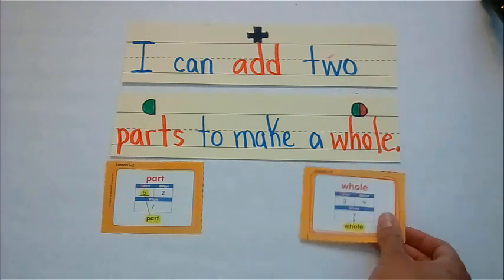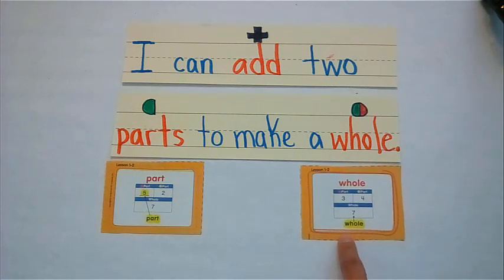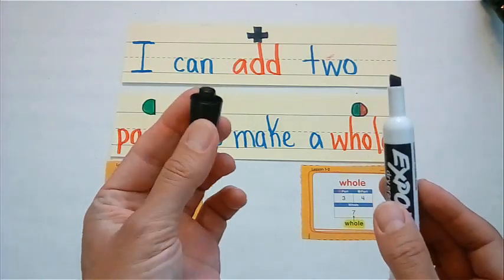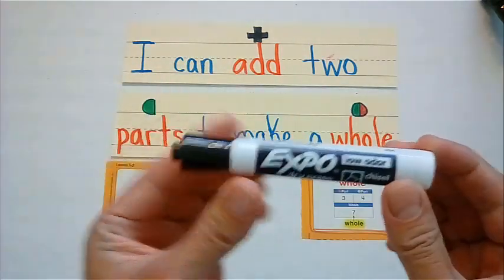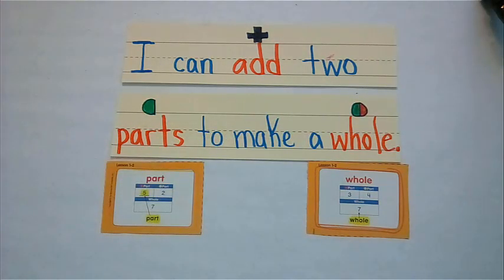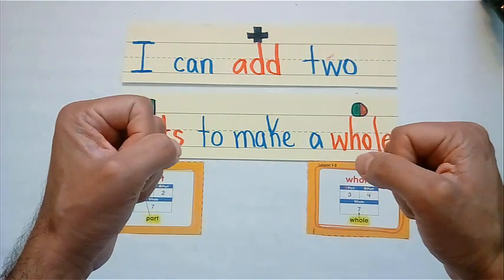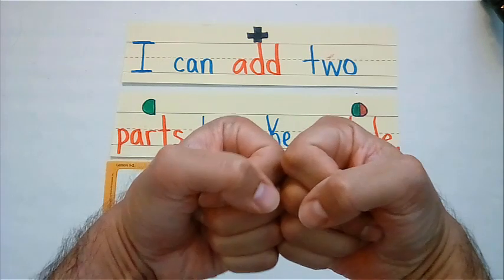Here's another word, whole. So when we talk about whole, that means that it's the entire thing. It's all of it. It's whole. So back to our example with our expo marker. So if I have my two parts, I have this part and I have this part. But if I put them together, I have the whole thing. That means all of it. So one way I like to think about it is I take my hands and I say part, part, and if I put the parts together, they make a whole. Try it with me. Part, part, whole.